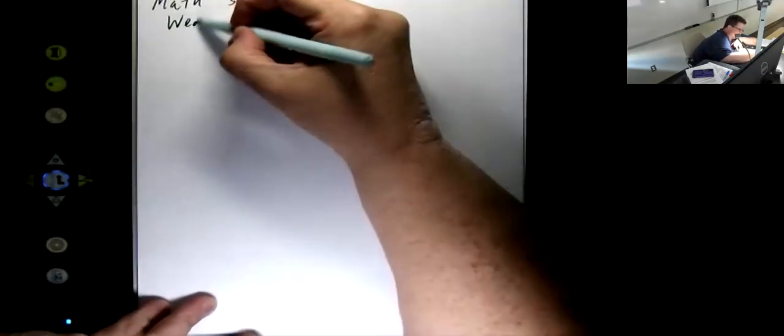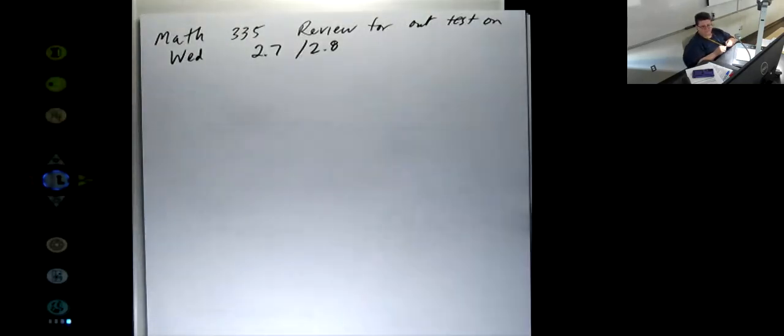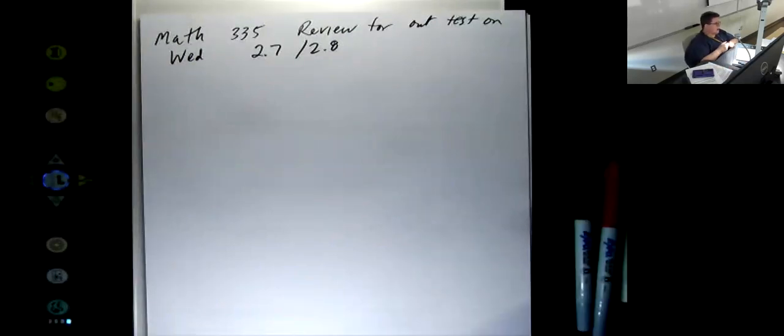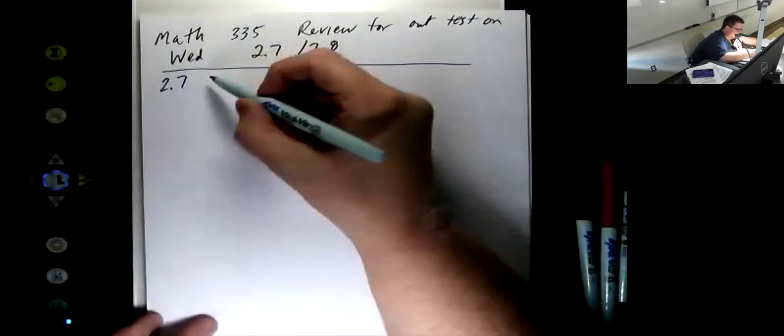All right, Math 335. A little bit of review for our test on Wednesday. We'll focus on the latest stuff, the 2.7, 2.8 material. So in 2.7, we were doing some basic graphs.